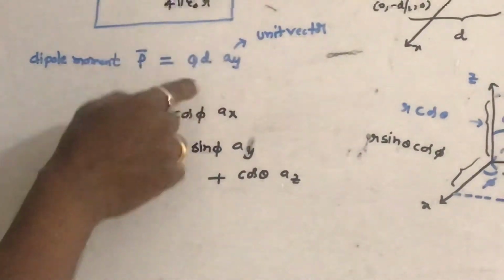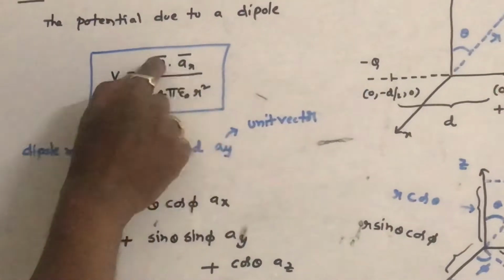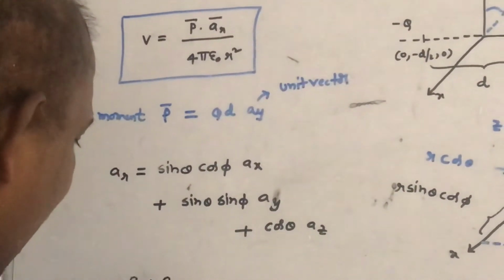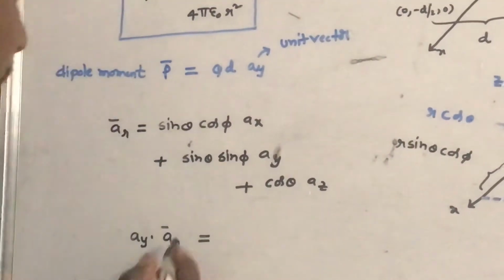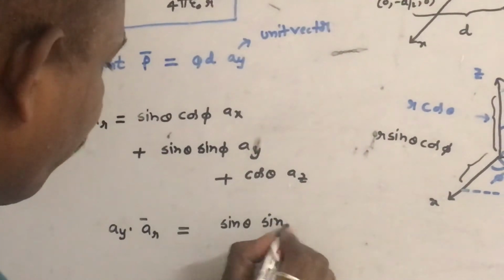So now what do we want? We want a_y dot a_r. If you substitute p bar here, we want a_y dot a_r bar. So that is equal to, this is a_r bar. So therefore what will come out? It will come out as sin theta sin phi.